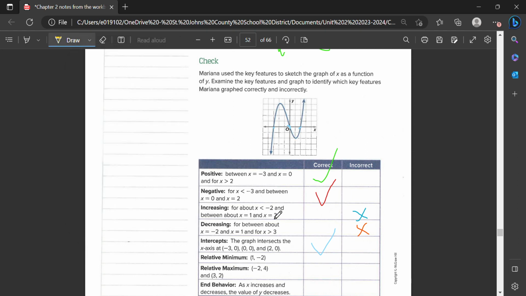Relative minimum. So let's go to a relative minimum. This looks like a relative minimum. So let's check that point. You always start counting from the origin. So we went 1 to the right. So that'd be 1. And you went 1, 2. 2 down. So yes, this is correct. 1, -2 is a relative minimum right here.